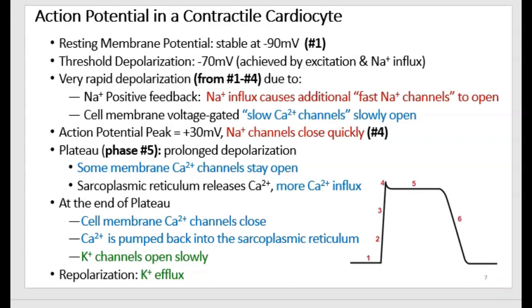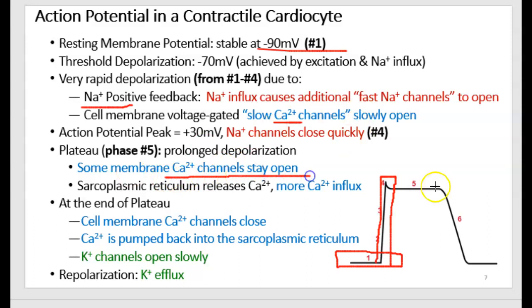Okay, so this is a summary of everything that I just mentioned to you, and I'm just going to highlight a few of the important points. The resting membrane potential of a contractile heart cell is negative 90 millivolts. That's unique. Threshold is negative 70. I don't really know if it matters to me that you know that. Sodium and calcium channels open, and that's what accounts for depolarization.